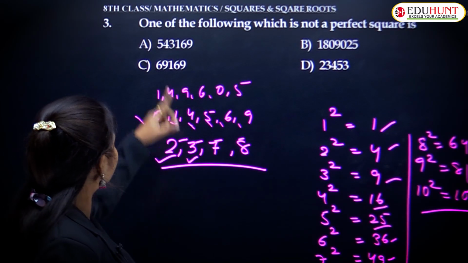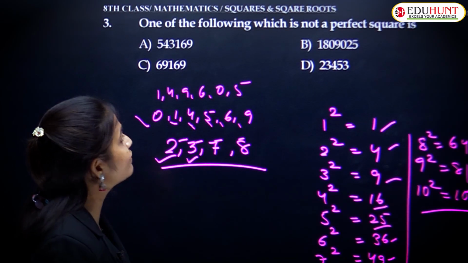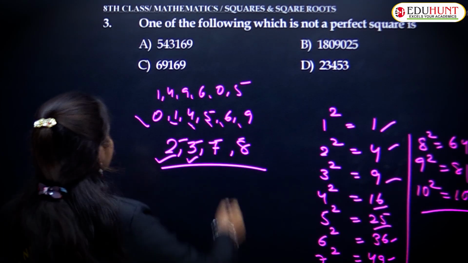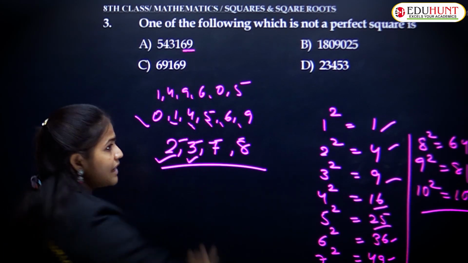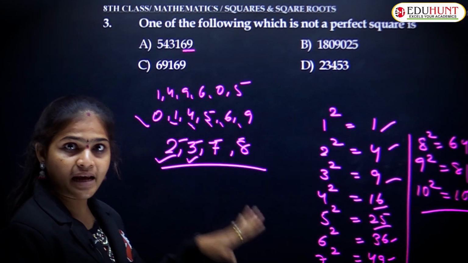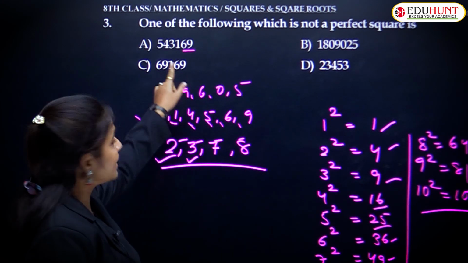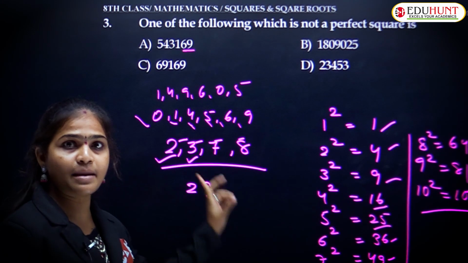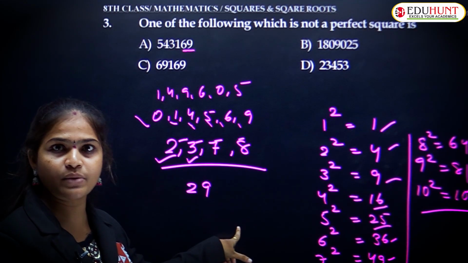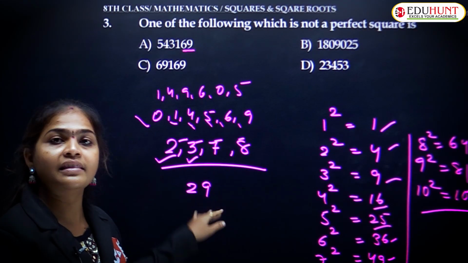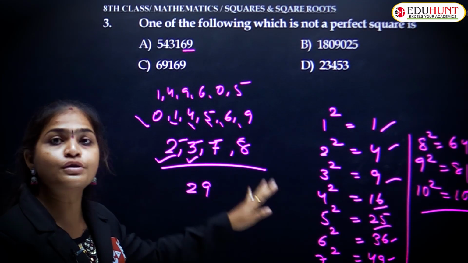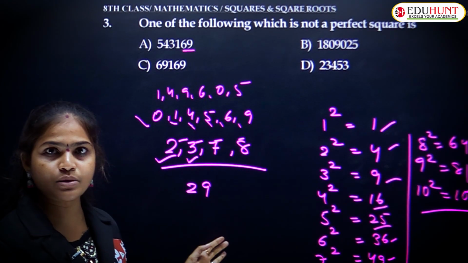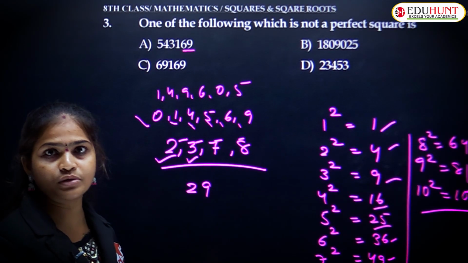Okay, so as per this, they are asking which one of the following is not a perfect square. Sometimes that number is ending with 9. So for example, 29 is there. This number is ending with 9. Is it a perfect square? This is not a perfect square. Though it ends with 9, there is a chance that it is a perfect square. In those cases also you have to check that.